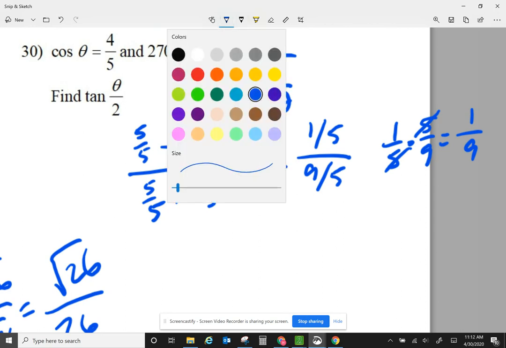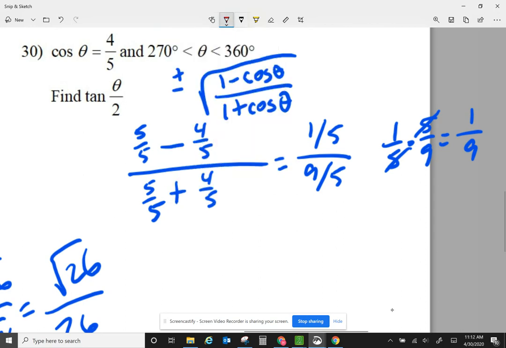Now, let me worry about the square root part. So just as a recap, I have 1 over 9. Let me do the square root on each, and that gives me 1 over 3. So I just have 1 over 3.